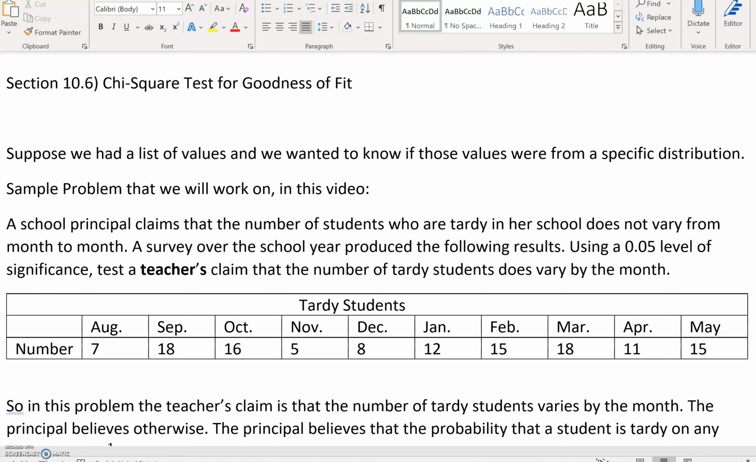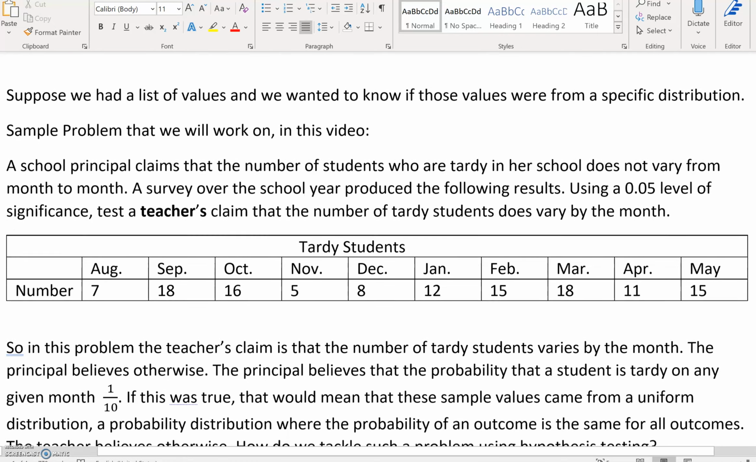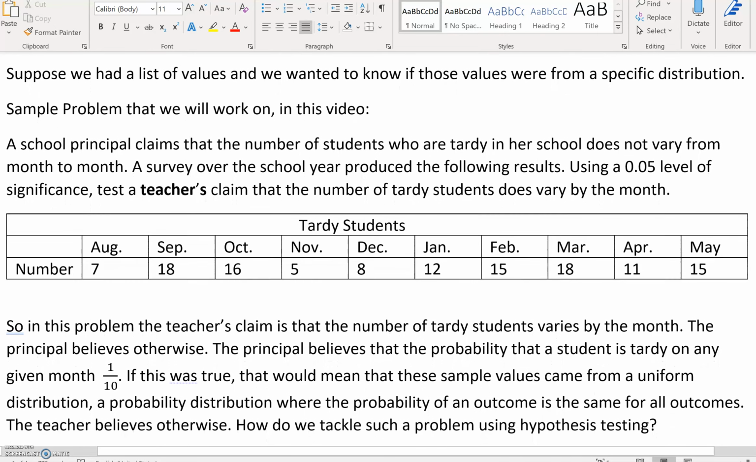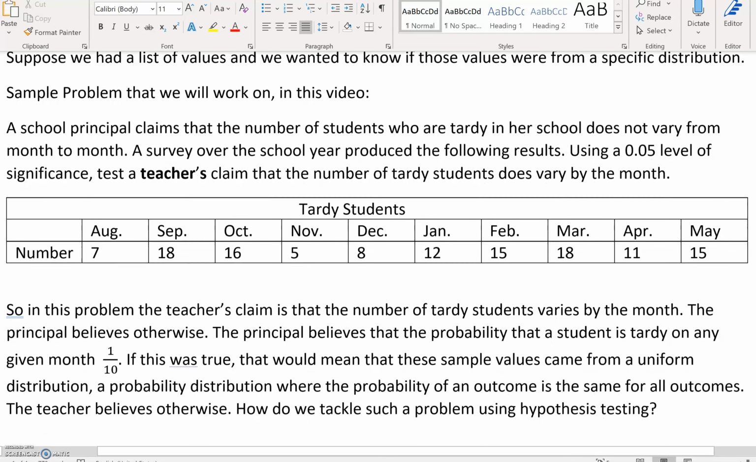A school principal claims that the number of students who are tardy in her school does not vary from month to month. A survey over the school year produced the following results. Using a 0.05 level of significance, test a teacher's claim that the number of tardy students does in fact vary by the month. So in this problem, the teacher's claim is that the number of tardy students varies by the month.